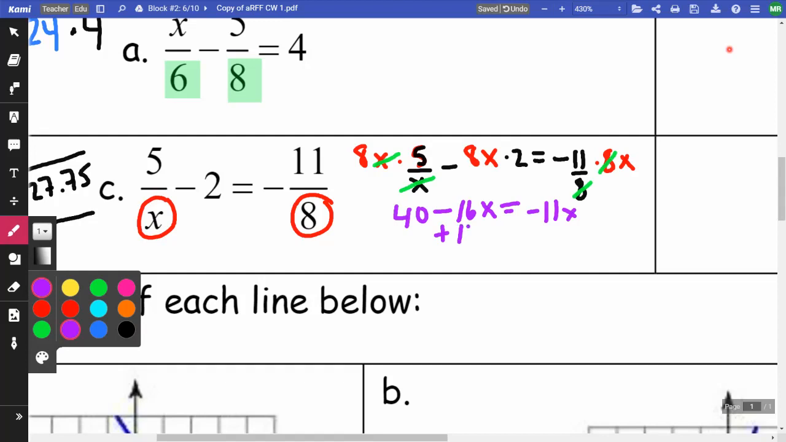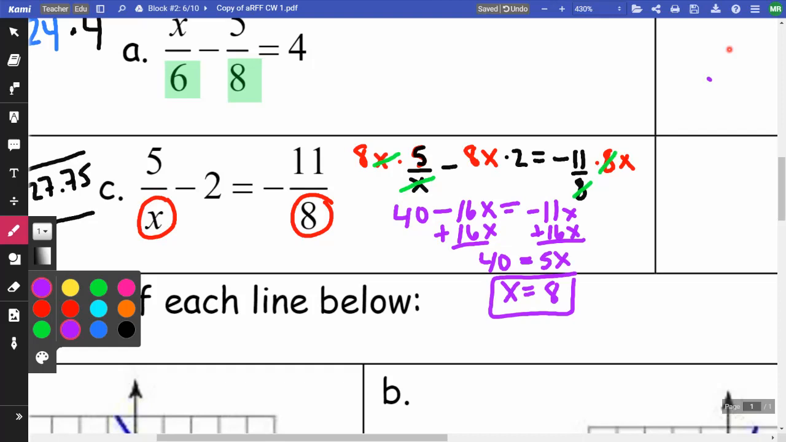I am going to add 16x to both sides. We end up getting 40 is equal to 5x. So x is equal to 8. And that's our answer. Okay.